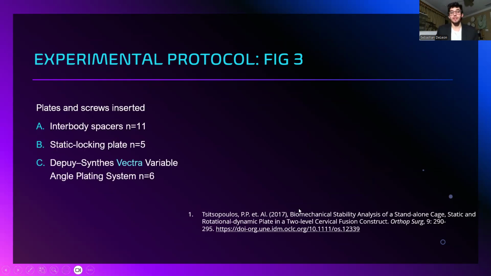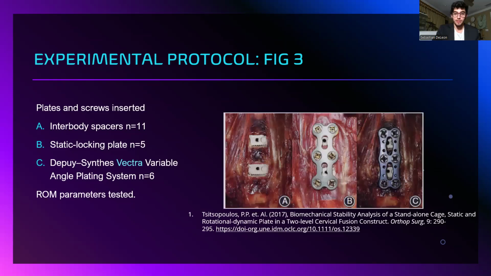Plates and screws were then inserted to all the groups, and they were either the static locking plates or the Dupuy-Synthes Vector variable angle plating system that I covered earlier. So all treatments were given the spacers, and then they were either given the SLP or the Vector plating system. I also took this from the paper.